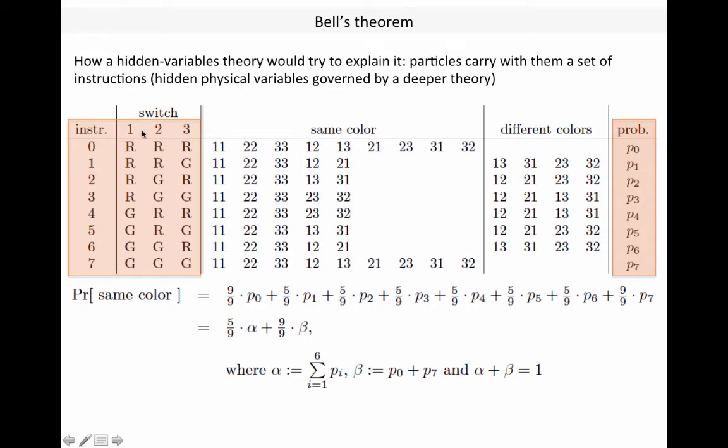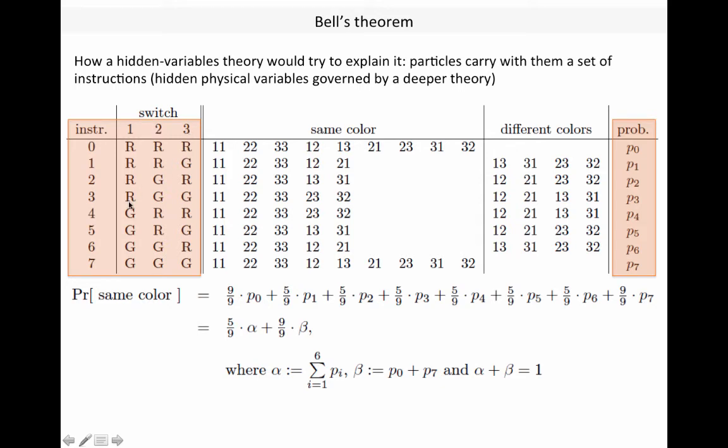Now, there are 3 possible positions you can set the switch to, 1, 2, and 3, and there are 2 different colors that the detector can flash. So to cover all possible outcomes, you need the particles to carry with them one of 8 possible sets of instructions. Red, red, red, red, red, green, red, green, red, red, green, green, and so on. And these instructions tell the detector what color to flash when the particle is detected and the switch is set to a particular position. So for example, if a particle is carrying with it instruction set 0, this tells the detector if the switch is set to 1, flash red. If it's set to 2, flash red. If it's set to 3, flash red.